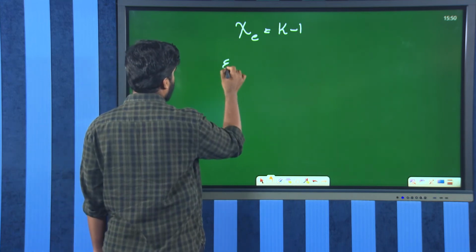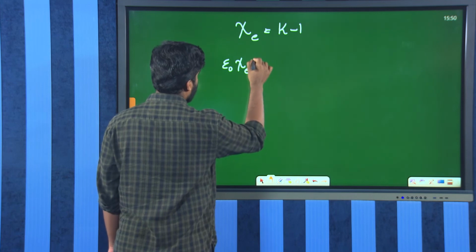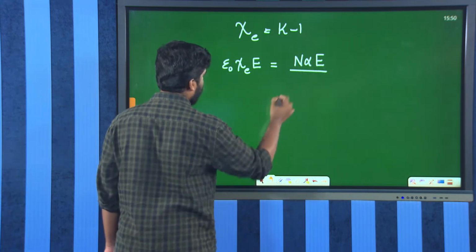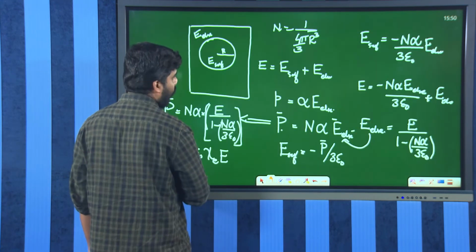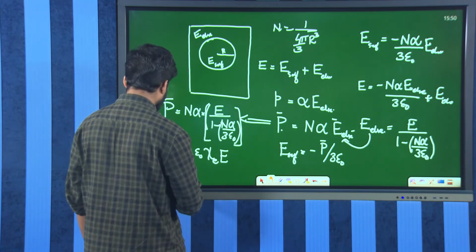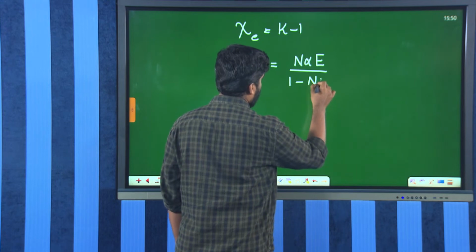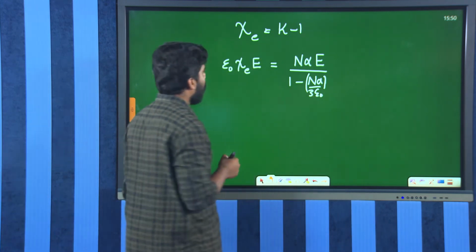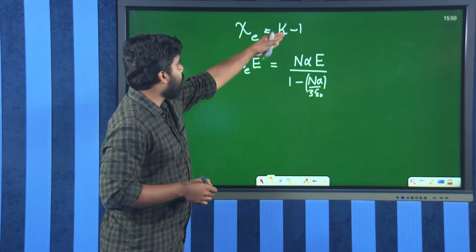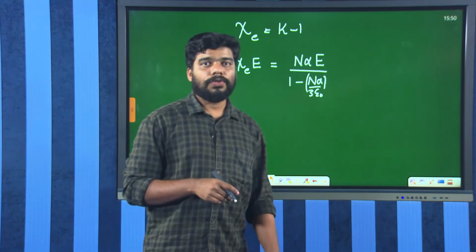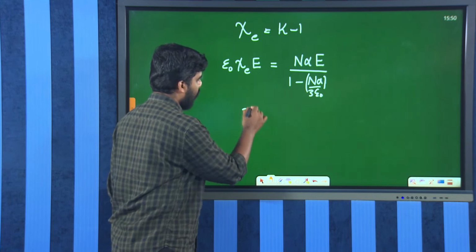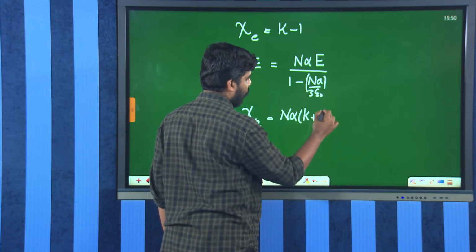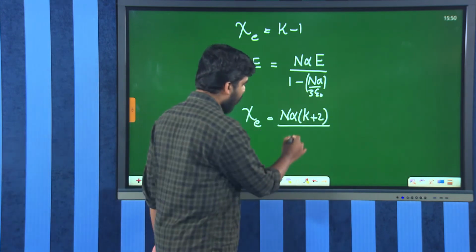And we know that epsilon 0 chi E into E is equal to n alpha into E divided by 1 minus, what was that? 1 minus n alpha by 3 epsilon 0. So, you can substitute for chi is equal to K minus 1. So, you will get chi is equal to n alpha into K plus 2 divided by 3 epsilon 0.